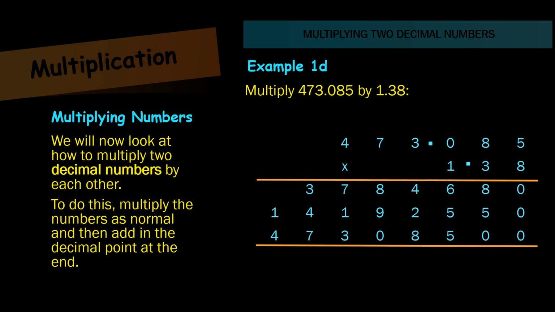We can now add the 3 rows. So 0 add 0 add 0 is 0. 8 plus 5 add 0 is 13. 6 add 5 add 5 add 1 is 17. 4 add 2 add 8 add 1 is 15, and so on.